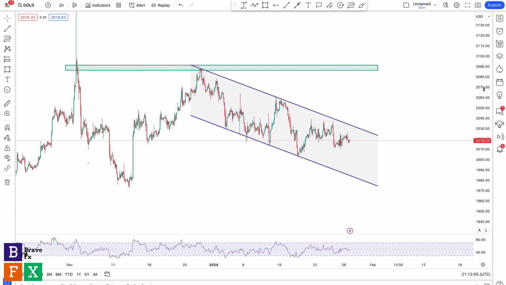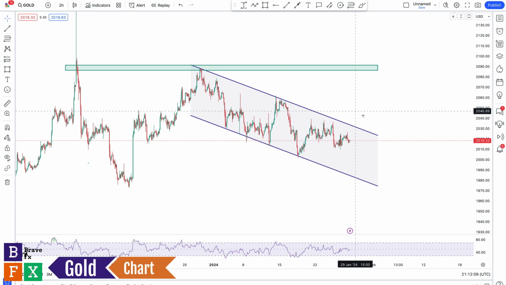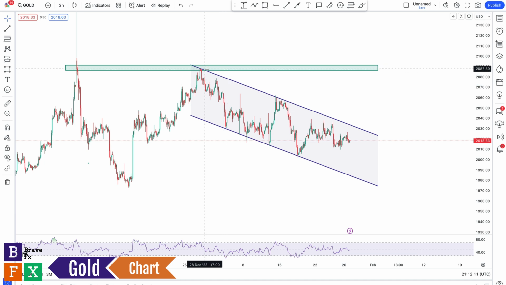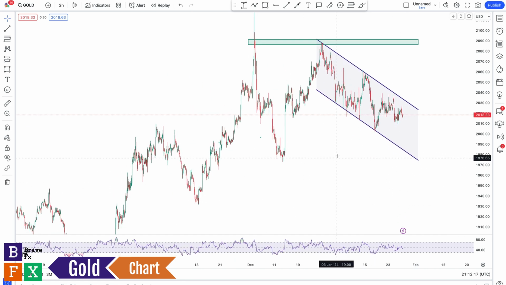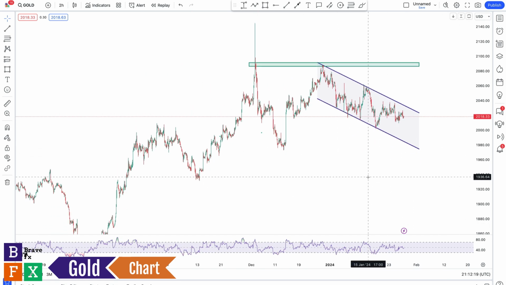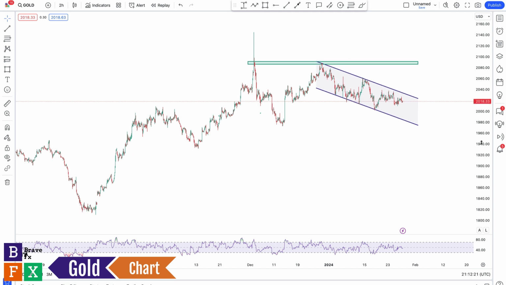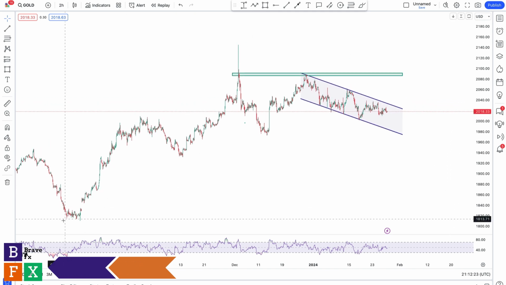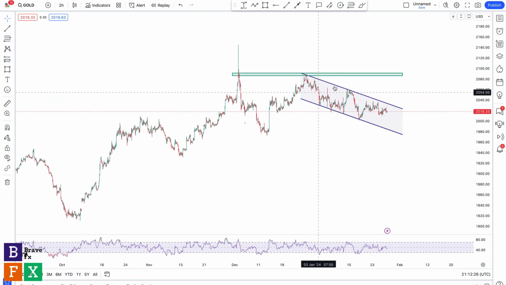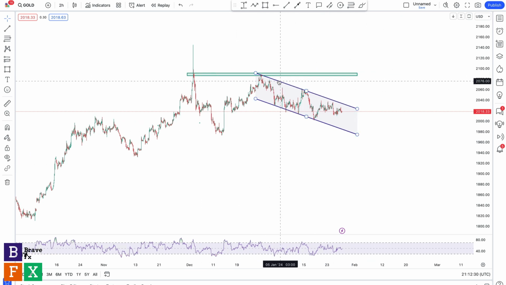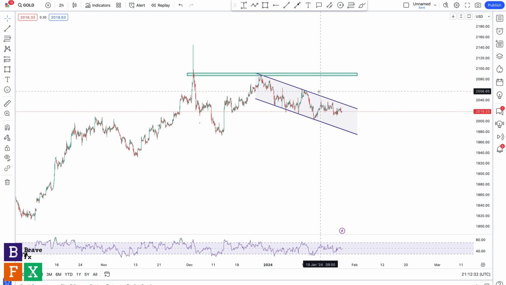Starting with the gold chart, this is a 2-hour time frame on gold. Last week we anticipated a bullish breakout from the resistance level of the channel, but obviously we didn't get that. So in this week's analysis, this is still going to be the case because clearly we are still in a bullish trend, right? Because we have price creating higher lows and higher highs, and we have a very good resistance level over here. So right now within this channel, we seem to be grinding slowly to the downside.